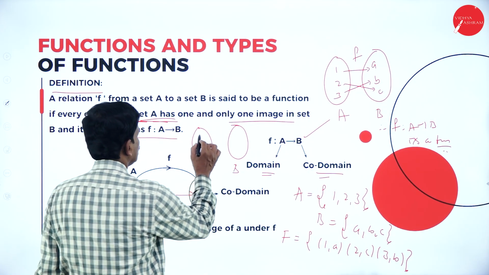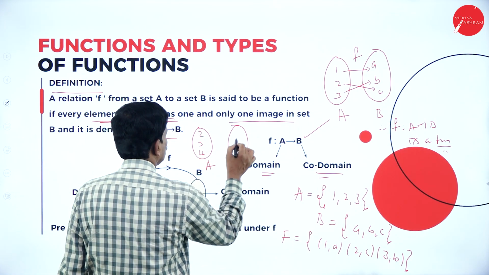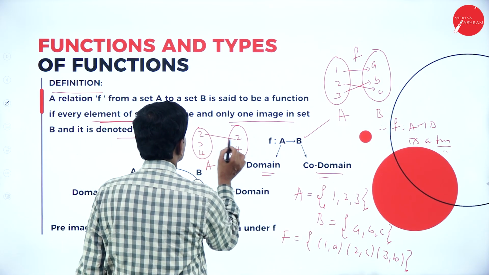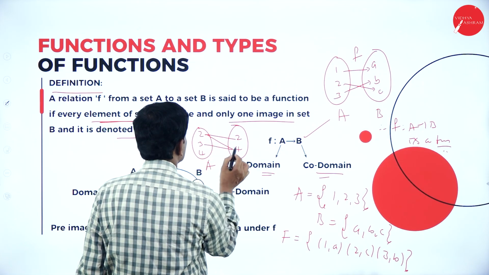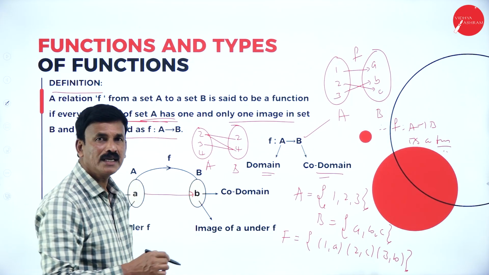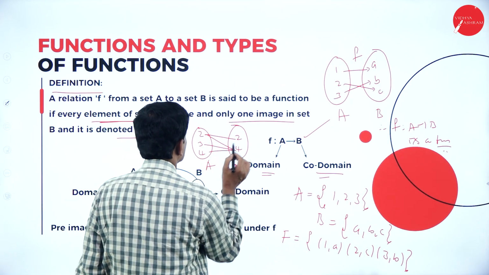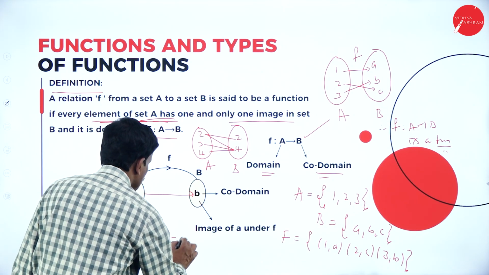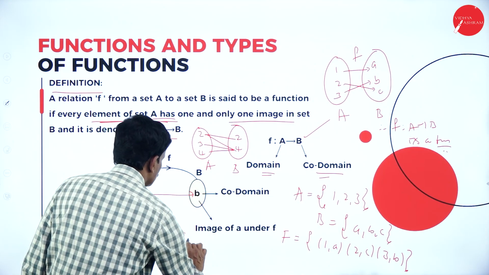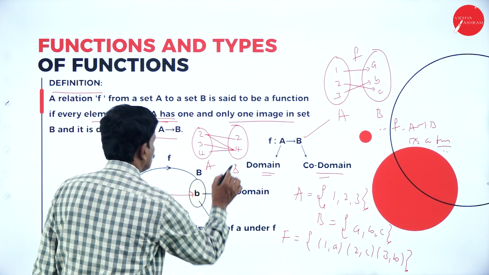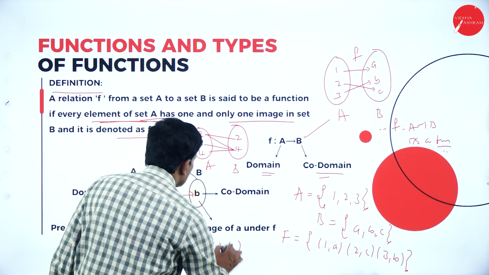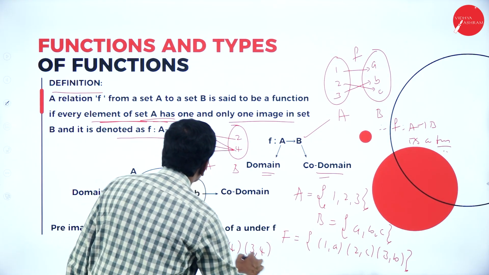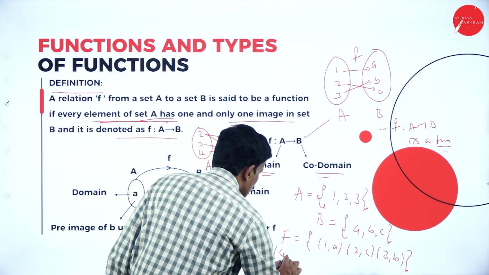So, let us consider A contains 2, 3 and 4, B contains 2 and 4. Now, let us map 2 to 2, 2 to 4, 3 to 4, and again 4 to 4. See here, how to write: the function F is equal to (2, 2), then again (2, 4), again (3, 4) and again (4, 4).